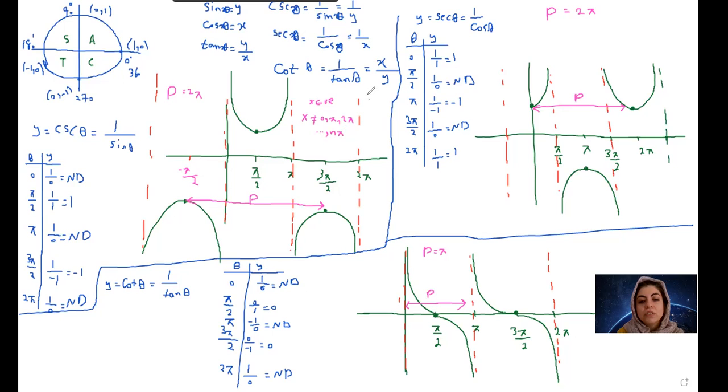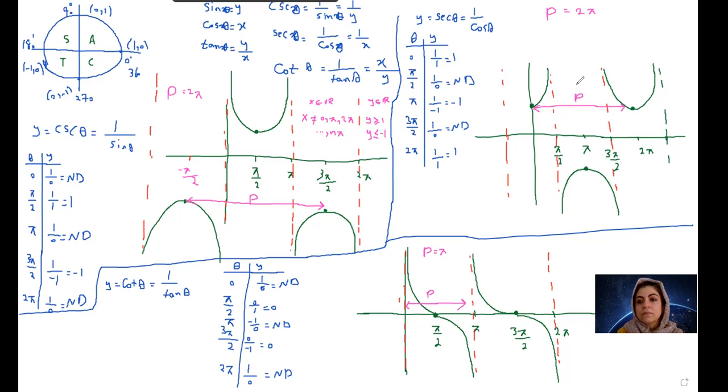And the range is y belongs to R, y greater than or equal to 1, and y less than or equal to -1. This is your range. There is nothing between 1 and -1. See, there is no y.